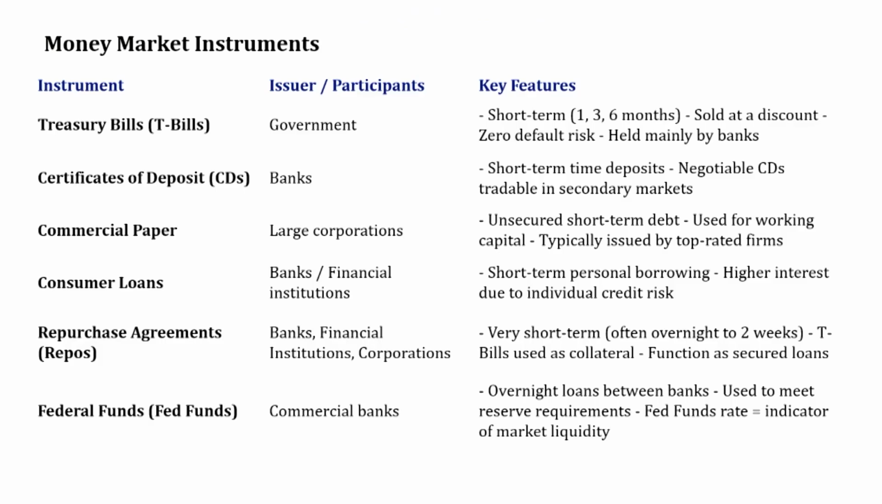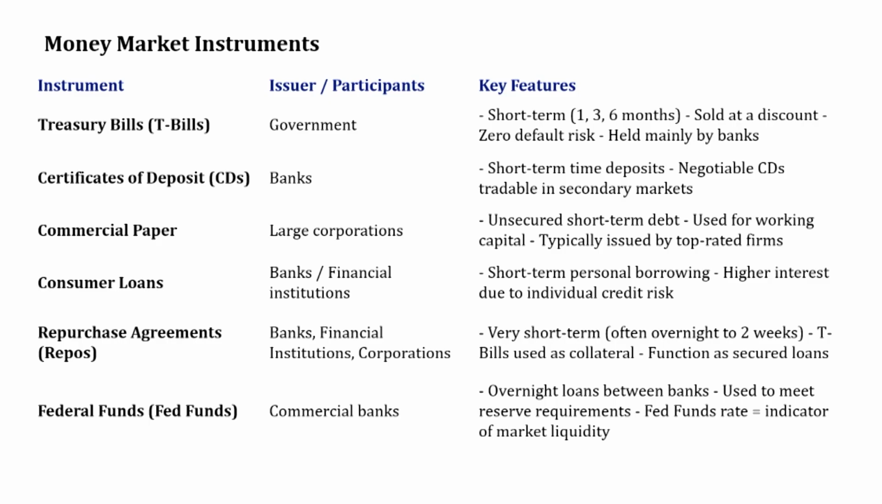The first one is the money market instruments. In the previous session I divided the market into two markets. One is called the money market and the other one is called the capital market. The money market deals with instruments that are less than 1 year. So let's first go through the money market instruments.